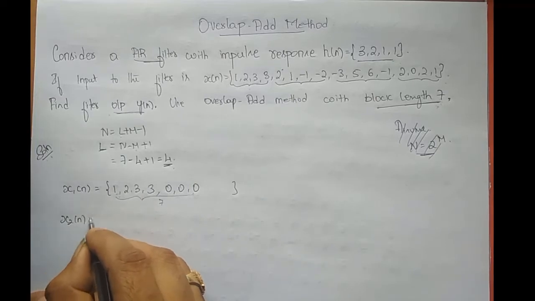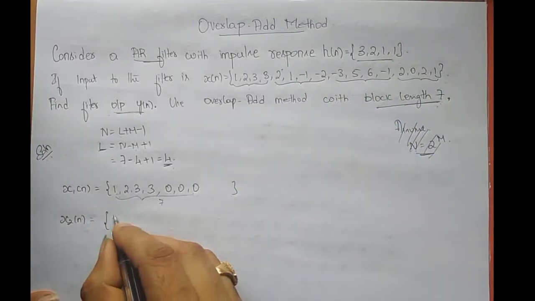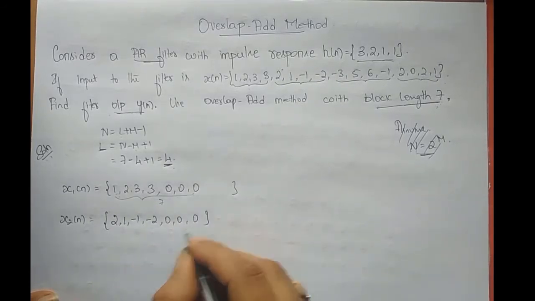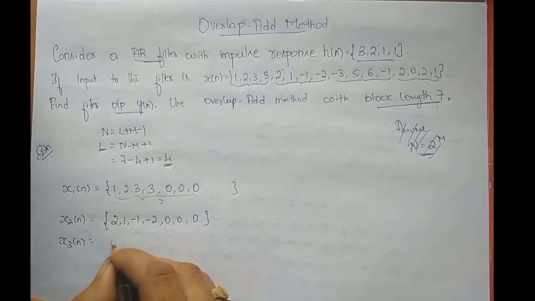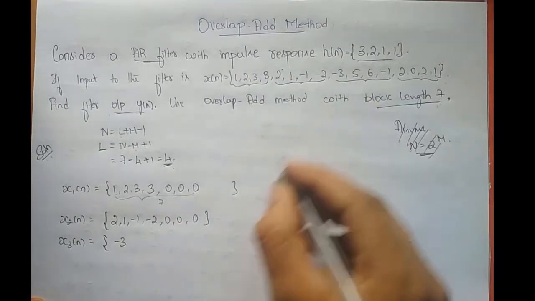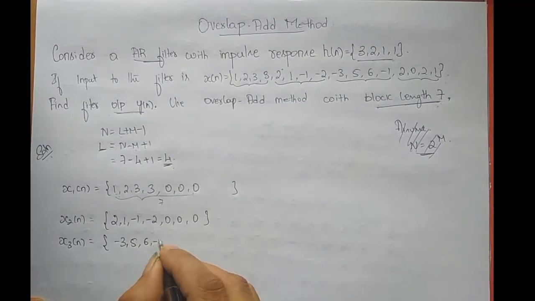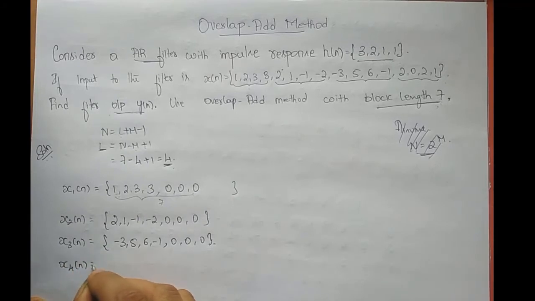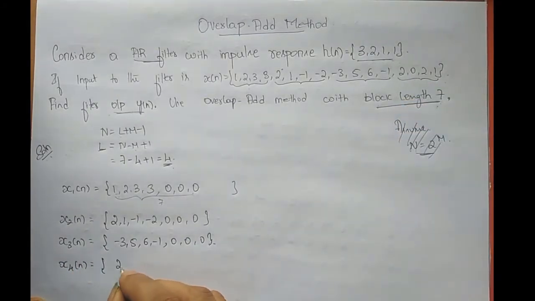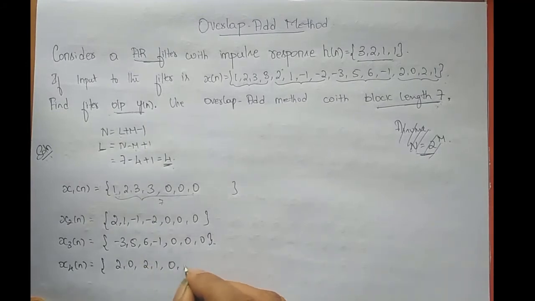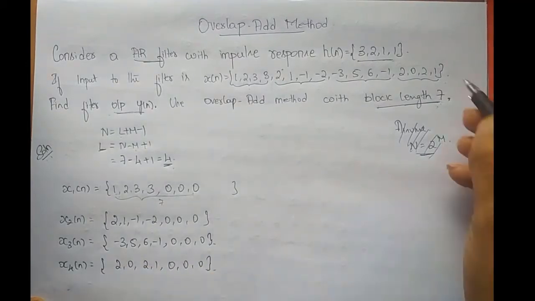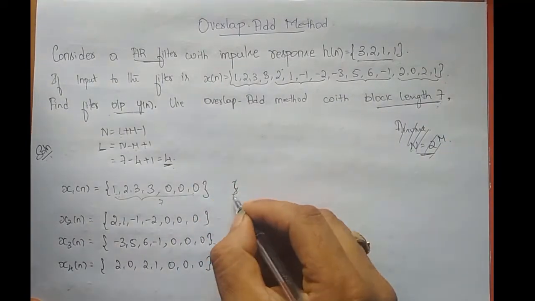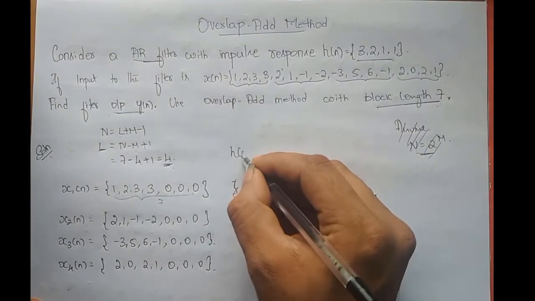So x2 of n is the second segment, which is 2 1 minus 1 minus 2, and M minus 1 zeros. The third block, x3 of n, is minus 3 5 6 minus 1 and 0 0 0. The last block is 2 0 2 1 and 0 0 0. For x5 of n, since I don't have any samples, everywhere I get 0, so you stop here.